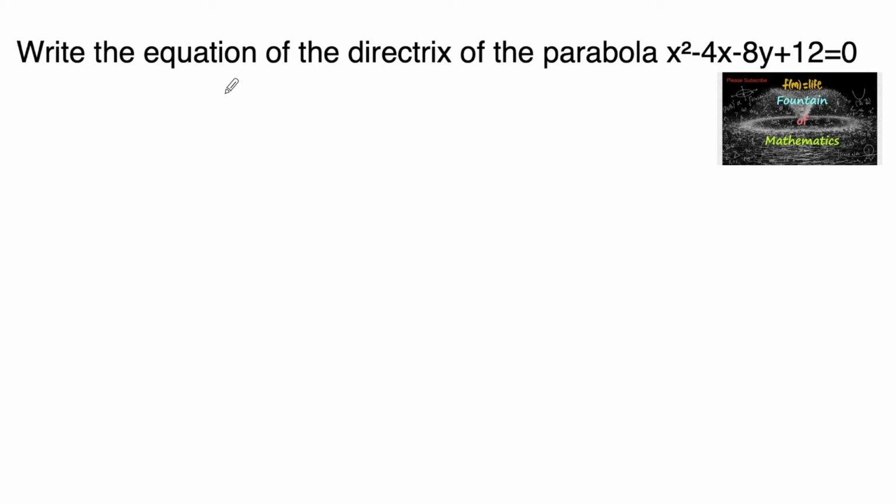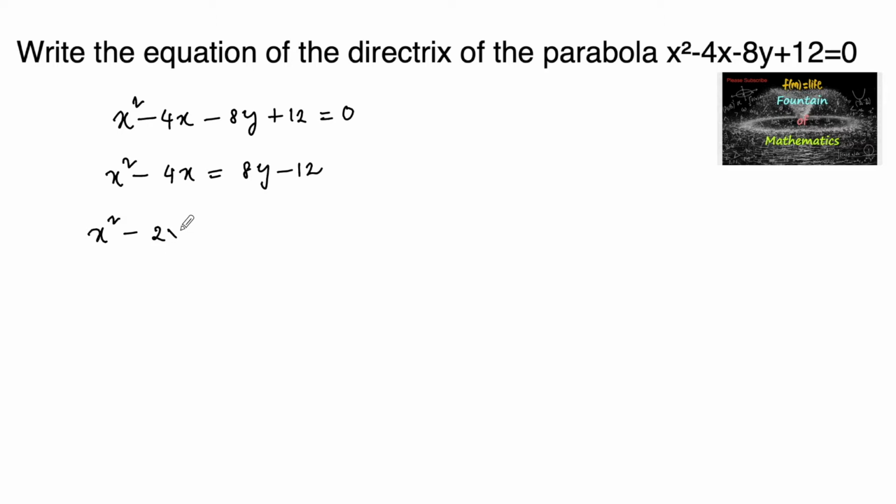Write the equation of the directrix of the parabola x square minus 4x minus 8y plus 12 equals to 0. So this equation can also be written x square minus 4x is equal to 8y minus 12, or we can write it as x square minus 2 into x into 2, 4x we can write as 2 into x into 2, so plus 2 square is equal to 8y minus 12 plus 2 square.